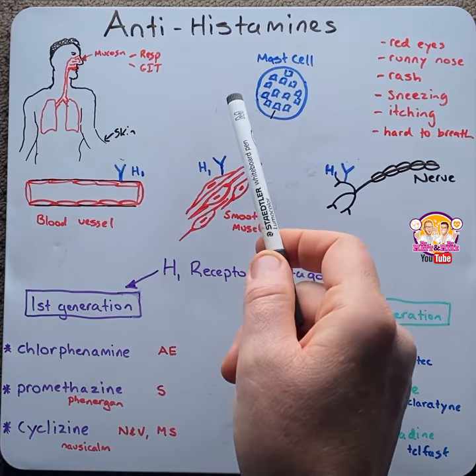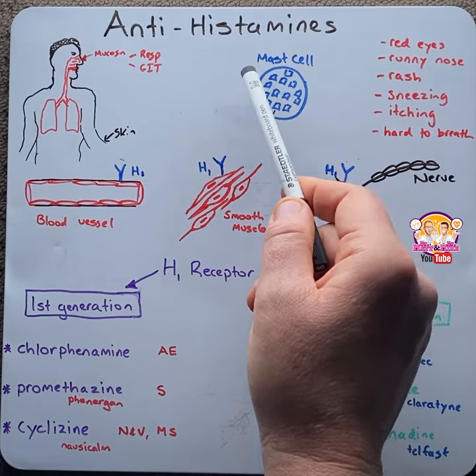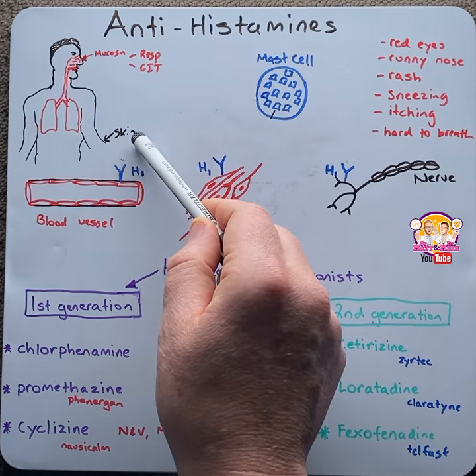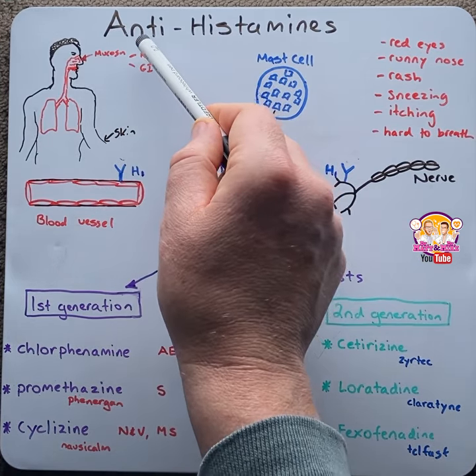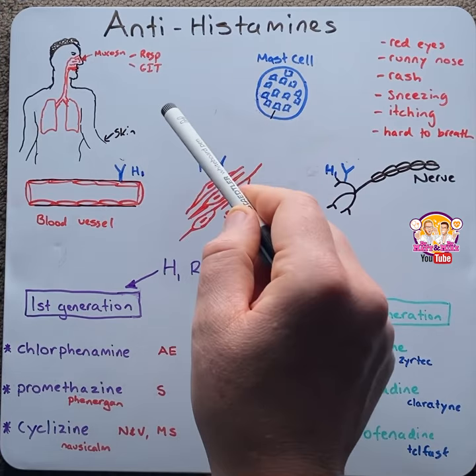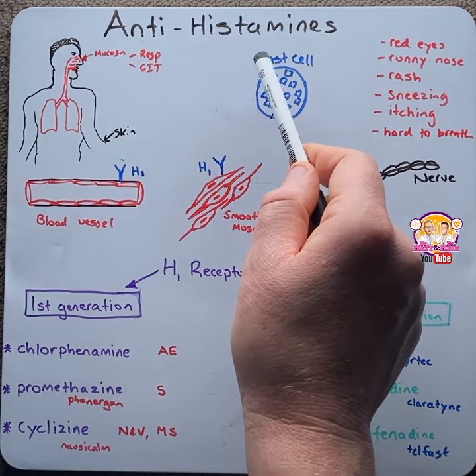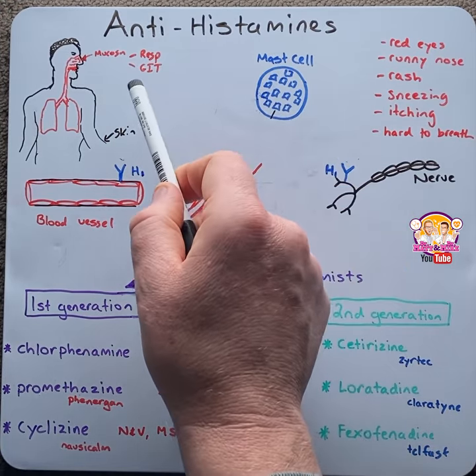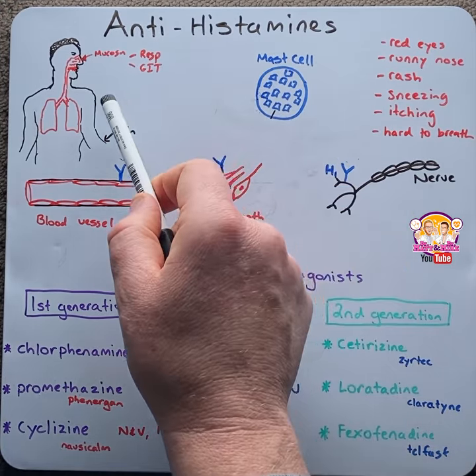Now, by far, the most common location of histamine is within an immune cell called a mast cell, which is located under the skin or in the mucosa, such as the respiratory tract or the gastrointestinal tract. Mast cells can be stimulated to release histamine by a number of things, such as tissue injury, allergens, cold temperature, and certain drugs like morphine. But because this video is focusing on allergies, let's look at allergens.